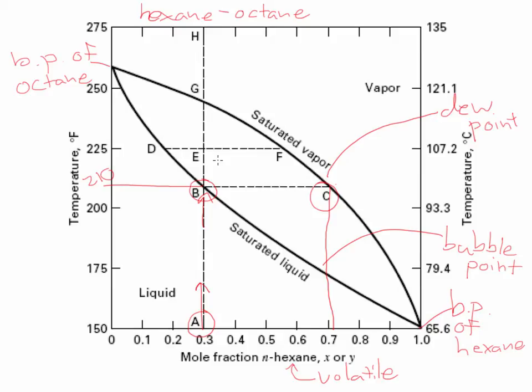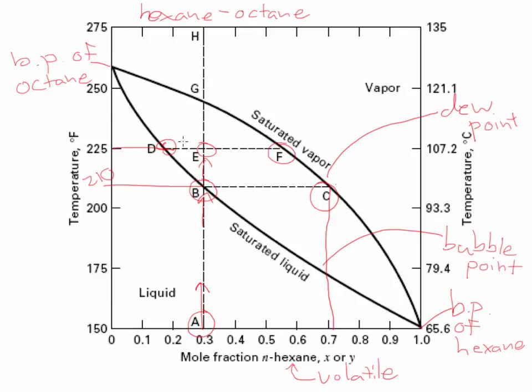Now again, this is not a practical separation because you've got a tiny amount of hexane, but you can keep raising the temperature, and let's say you raise the temperature of the system until you get to this point E. This point E is right in the phase coexistence region between the saturated liquid and the saturated vapor curves. So you're at vapor-liquid equilibrium, and you're at a temperature now of 225 degrees. Again, we read to the y-axis to find the temperature. At this temperature, you have a liquid composition given by point D in equilibrium with a vapor composition given by point F.